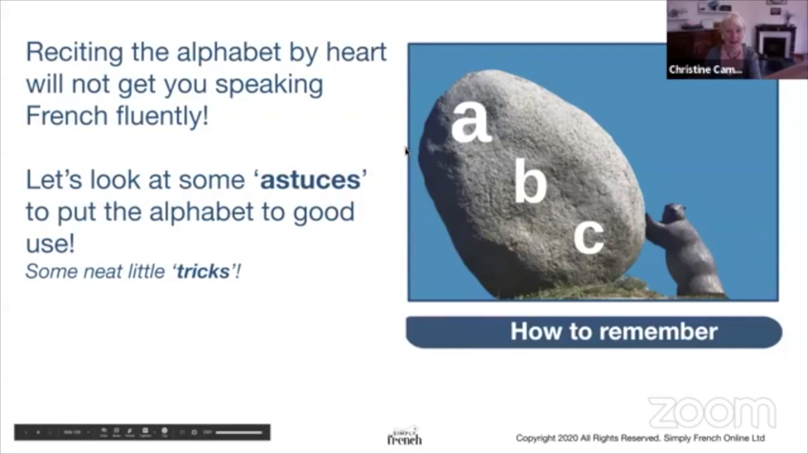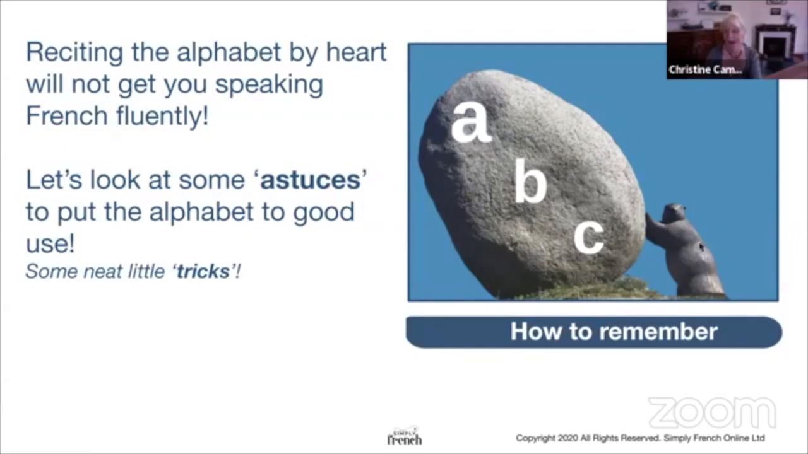And visual learners also like to see when things are being said to them, how it looks on paper. So you're going to have to ask, comment ça s'écrit? Comment ça s'écrit? How do you spell that? How do you write it? Now we're going to look at some astuces to put the alphabet to good use and some neat little tricks.